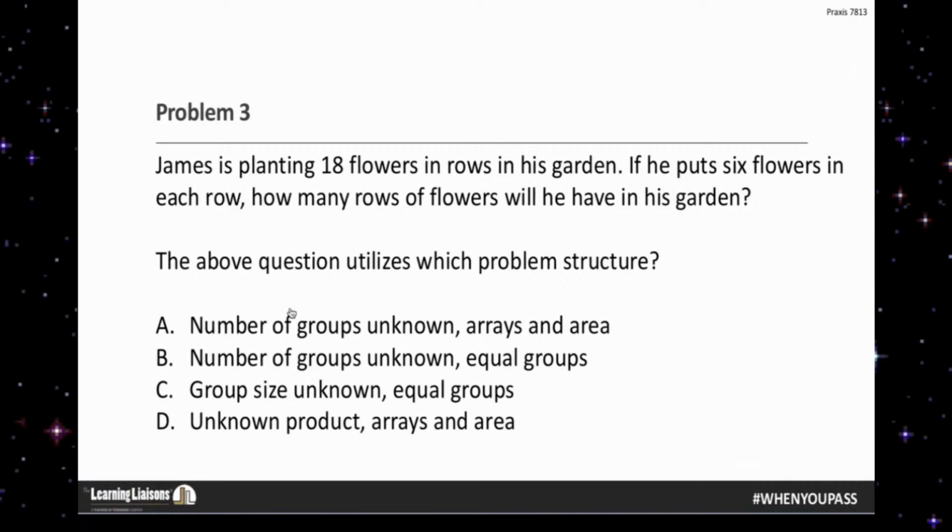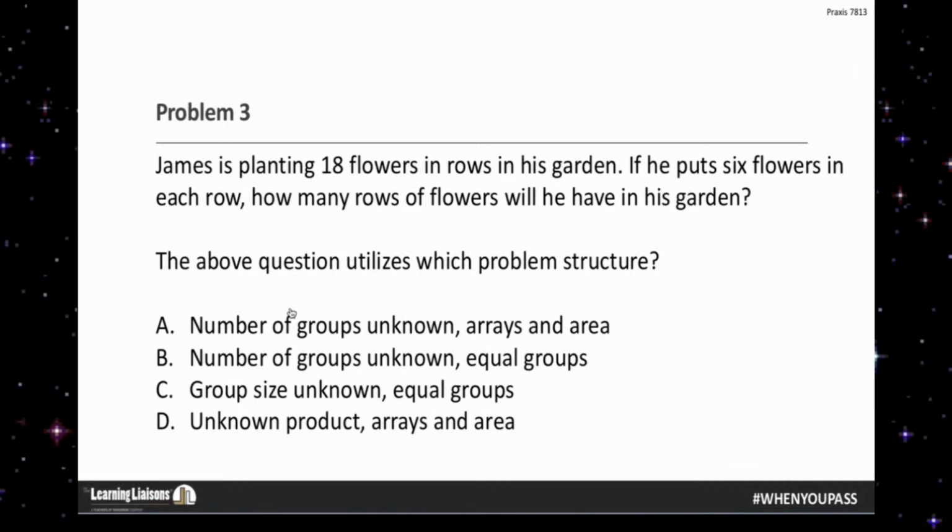James is planting 18 flowers in rows in his garden. If he puts 6 flowers in each row, about how many rows of flowers will he have in his garden? The above question utilizes which problem structure? A, number of groups unknown, arrays and area. B, number of groups unknown, equal groups. C, group size unknown, equal groups. D, unknown product, arrays, and area.